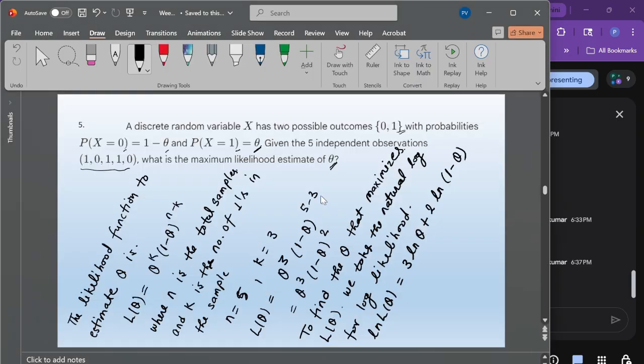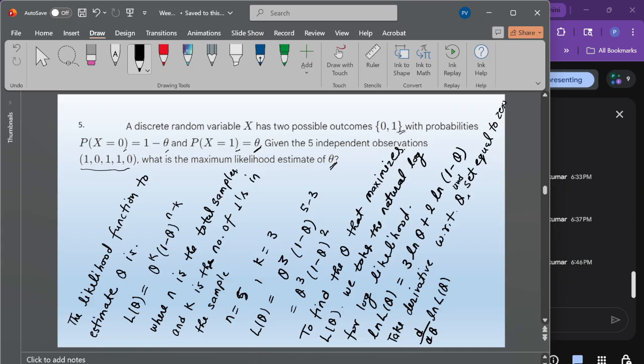So I hope it is fine to all of you. So now we need to take the derivative with respect to theta and set it equal to 0.